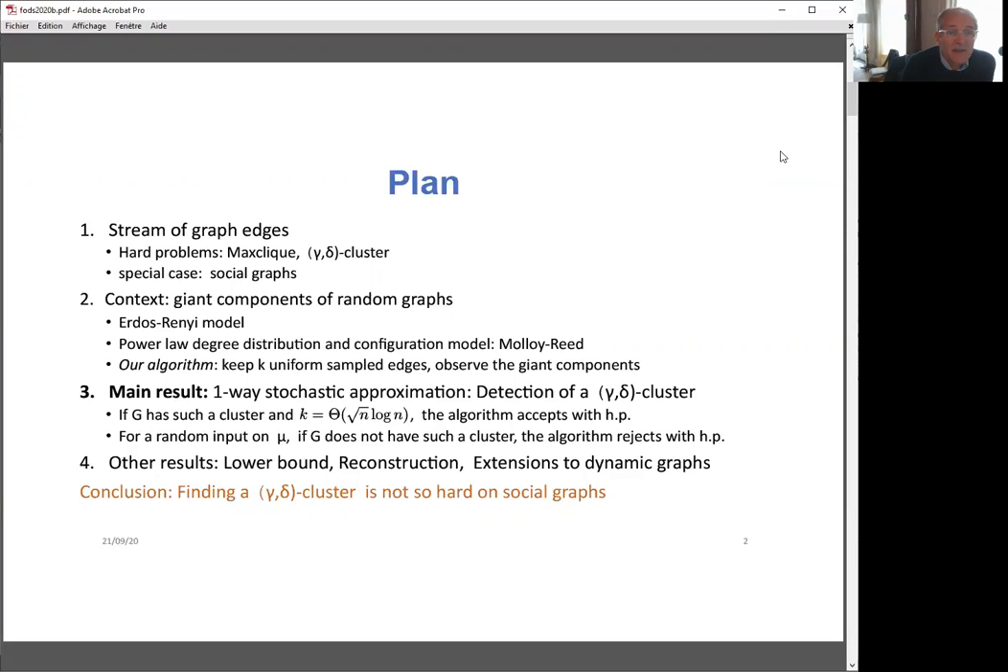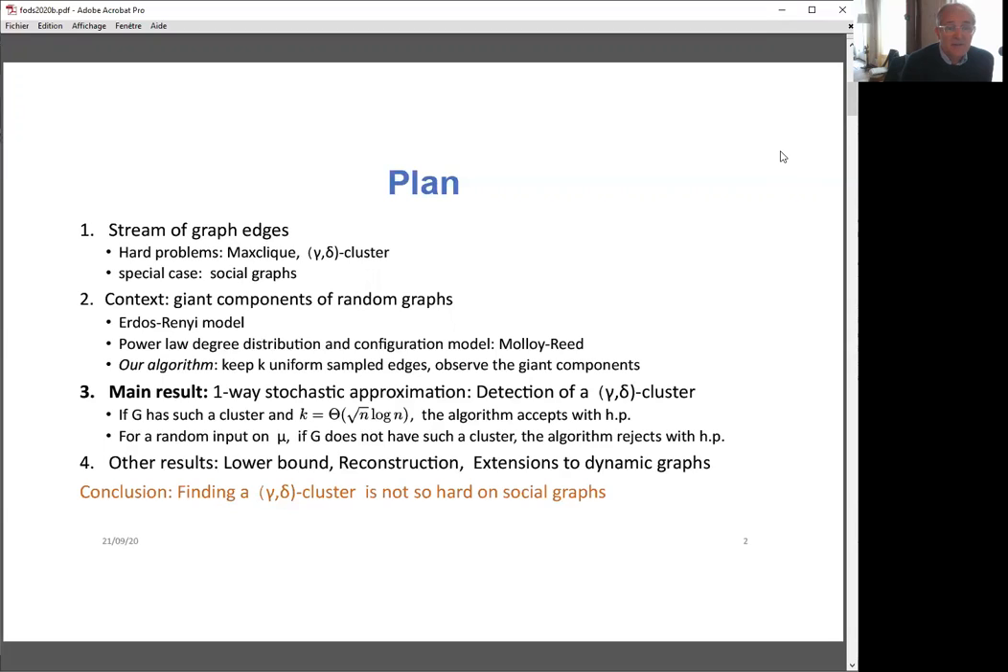Now, the context is the existence of giant components in random graphs, first in the Erdős–Rényi model, then in a model where the degree distribution is arbitrary. And then our algorithm will essentially keep k uniform sample edges. That will be a random graph, and it will observe the giant components in this random graph. And we will show the main result is a detection, the existence of a gamma delta cluster.